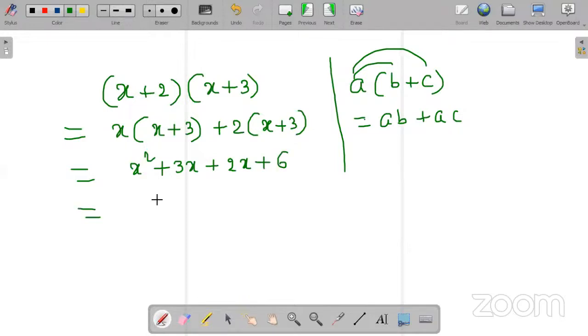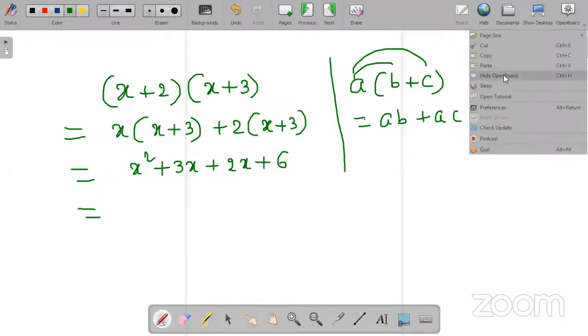So now it can be further simplified. Okay, how do you simplify? Let us see.